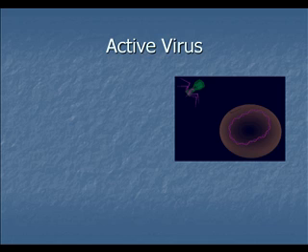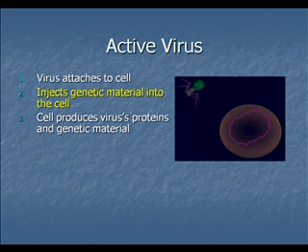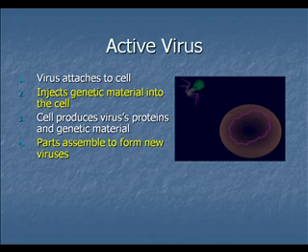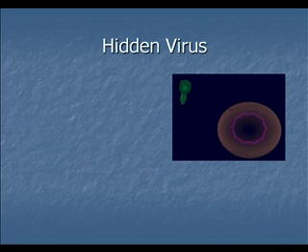So let's first go over the steps of an active virus. An active virus will first attach itself to the cell and inject its genetic material into the cell. The cell then produces the viral proteins and genetic material. Those parts are assembled to form new viruses. The cells then burst when they are full, releasing the new viruses out into the environment.